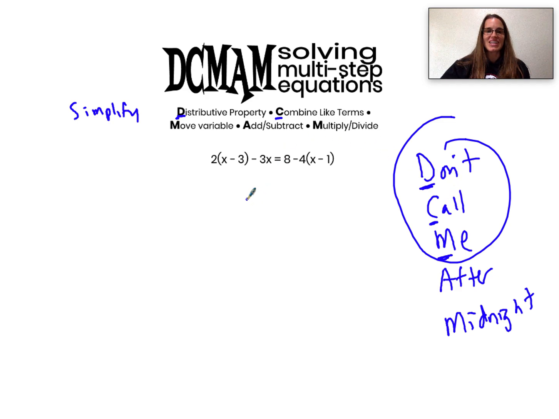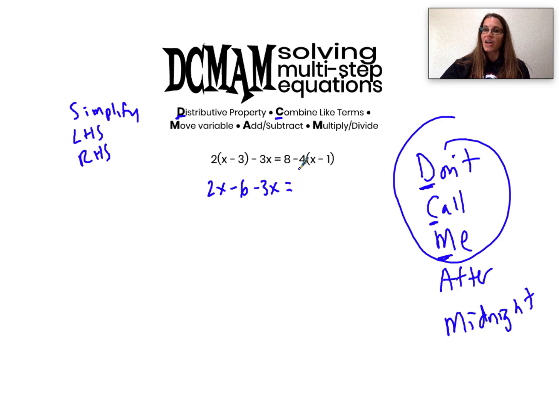All right, let's go ahead and do that. So you're simplifying the left-hand side and the right-hand side. Simplifying the left-hand side, distributive property first. 2 times x, and then 2 times -3 is 2x minus 6 minus 3x. That's my first step in simplifying the left-hand side.